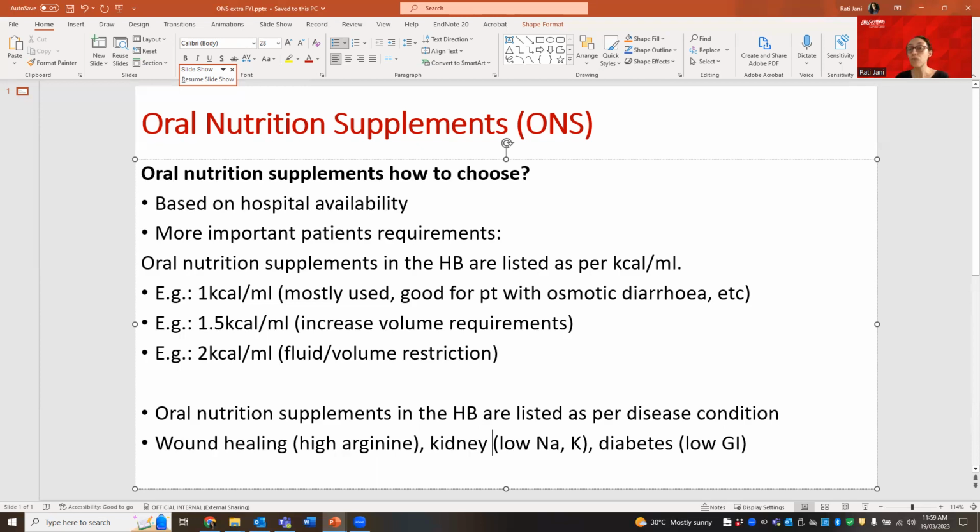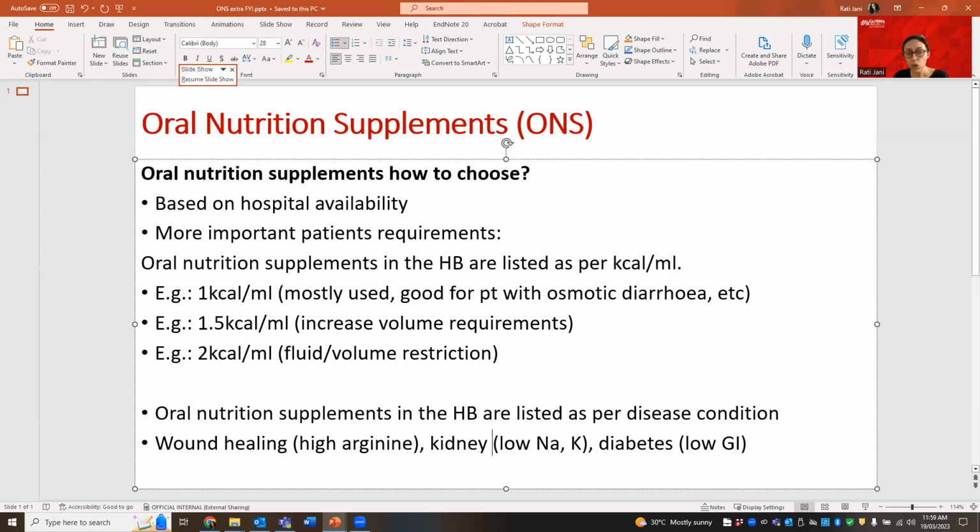For very simple cases, like a person who is just more prone to diarrhea, or who's on a low residual diet, you may want to use a fiber-free supplement. Or a person who is very susceptible to constipation, you may want to use a supplement which contains fiber. So it could be 1 cal per ml, but with fiber. But then you have a low residue patient. For him, you may use 1 cal per ml, but a fiber-free supplement. So there are these various permutations and combinations which are possible. And it really depends upon the clinical case.